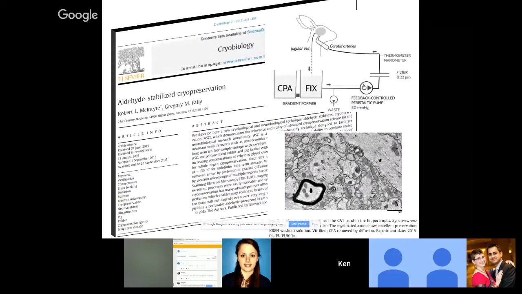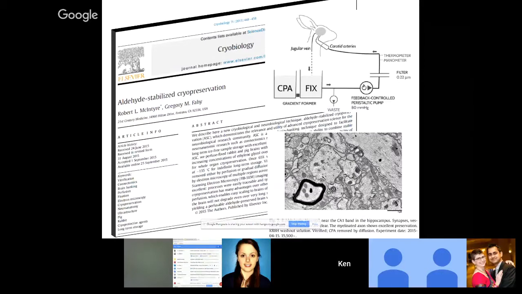The ASC technique was invented by Robert McIntyre and Greg Fay and published in this 2015 article. The ASC procedure is quite straightforward. The animal's vasculature is first perfused with the deadly chemical fixative glutaraldehyde for about 30 minutes. Glutaraldehyde almost instantly stops the metabolic activity and begins cross-linking all of the cellular proteins into a sturdy mesh. After 30 minutes, they start to slowly introduce cryoprotectant into the fixative perfusate and ramp up its concentration to about 65% over the course of the next 4 hours.